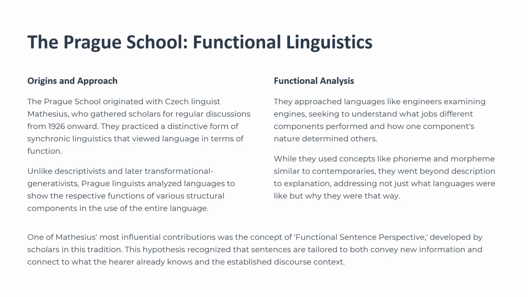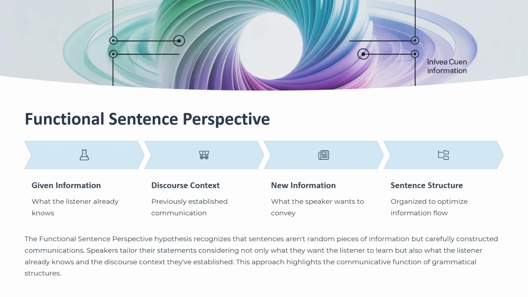One of Mathesius' most influential contributions was the concept of functional sentence perspective, developed by scholars in this tradition. This hypothesis recognized that sentences are tailored both to convey new information and to connect to what the hearer already knows, and to establish discourse context. Functional sentence perspective.